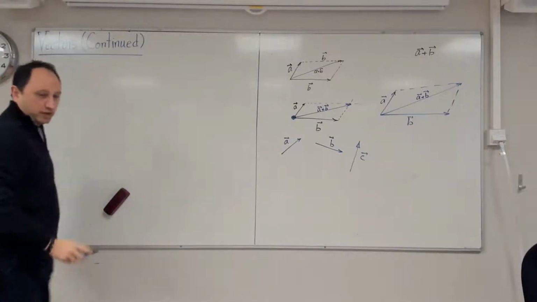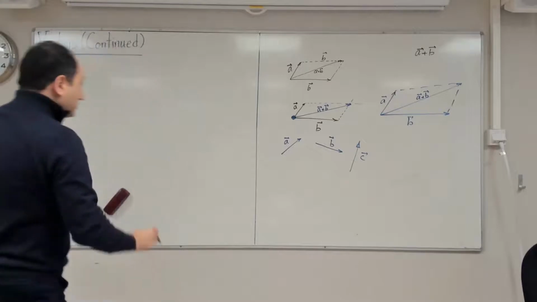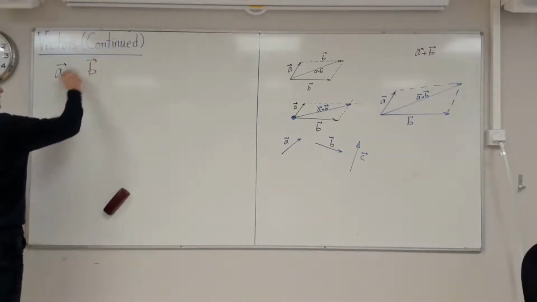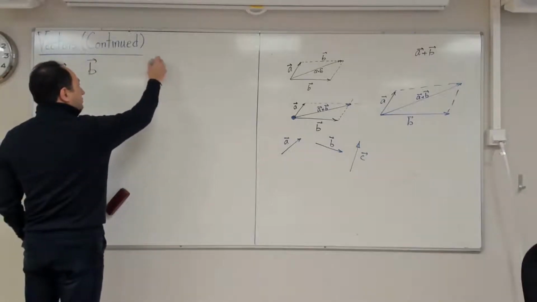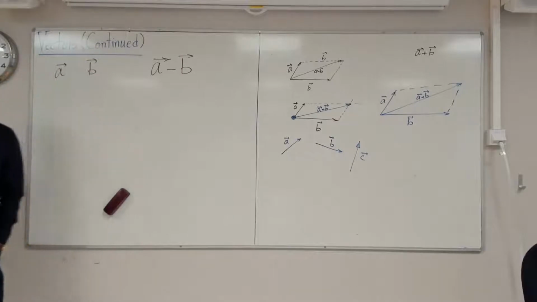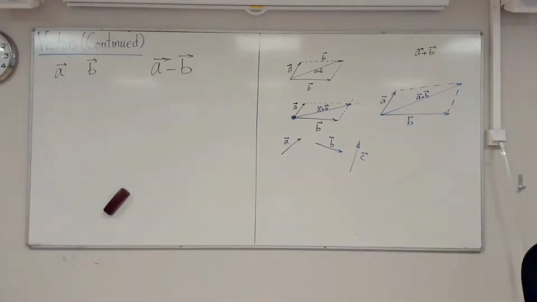Assume that I have two vectors. Let me write with black. So assume that we have two vectors, A and B. My goal is to define for you how to construct A minus B. Do you have any idea what is a natural way to define this construction?